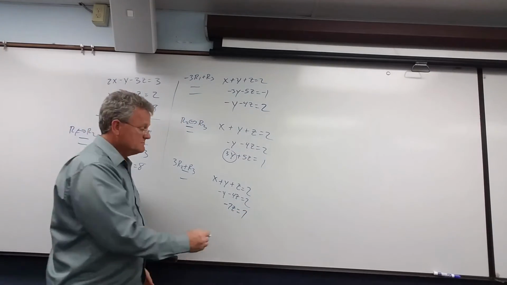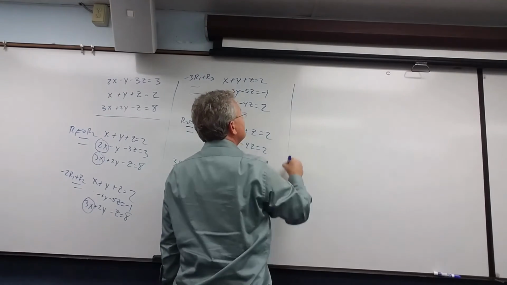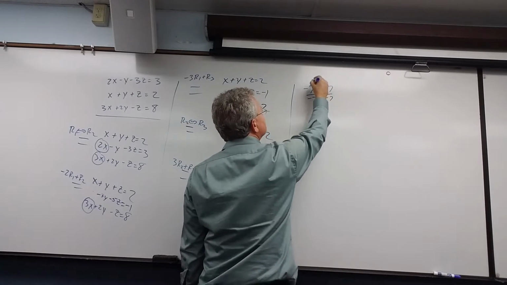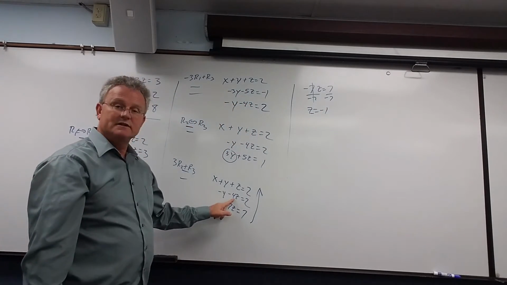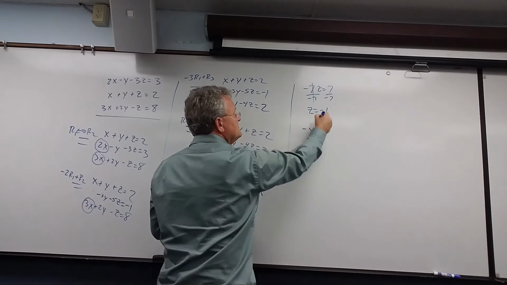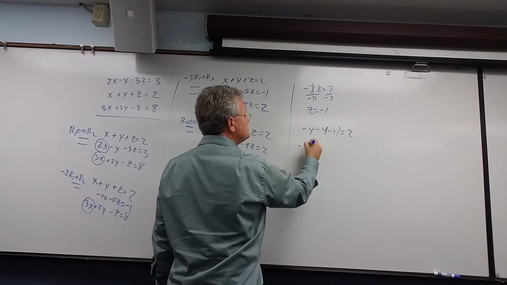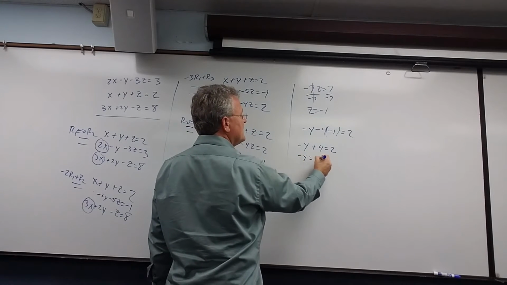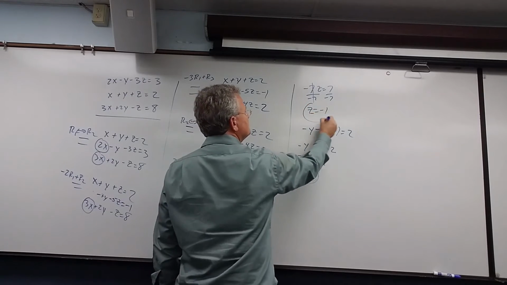Now we can use back substitution. -7z equals 7, we can solve that. When we divide both sides by -7, we find z is -1. Plug that into this equation. Minus y minus 4z, z is -1, equals 2. And then just do the arithmetic. This is a +4. Subtract, we get a -2. Multiply by a negative, and we find y is +2.